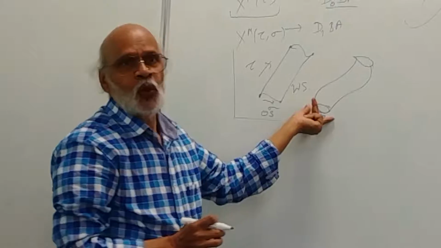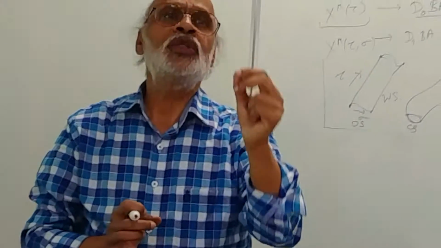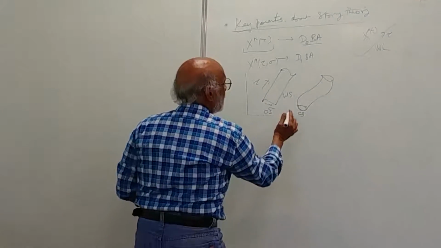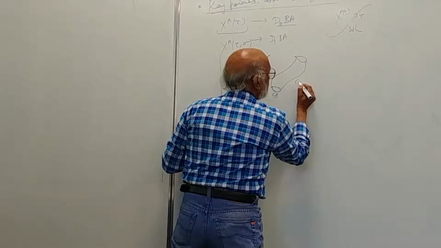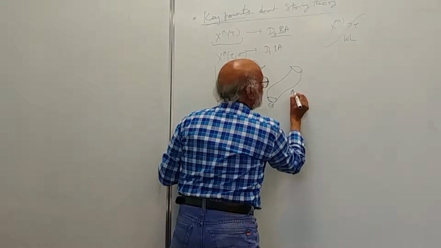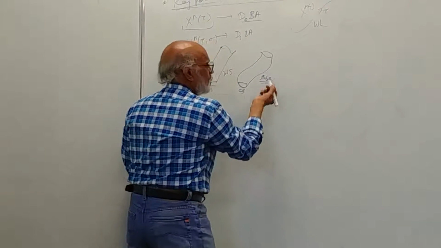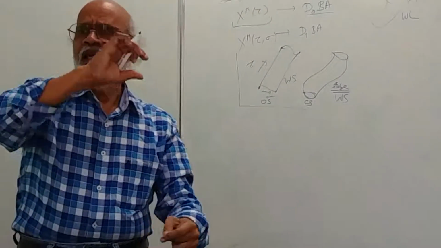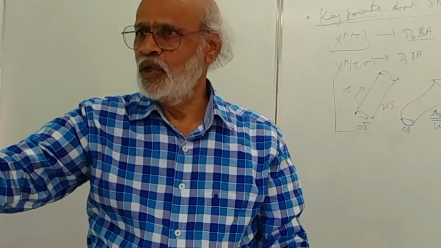When a closed loop or a closed curve or a closed string propagates, it sweeps out a tube. So this is the world sheet of a closed string, a cylindrical kind of an object, or a tube kind of an object.